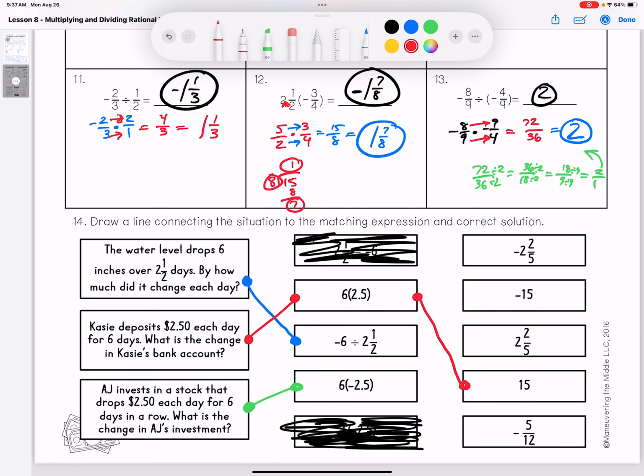I like middle math. I love middle math. We need to get better at it. All right. 6 times -2.5. We know 6 times 2.5 is 15. What is 6 times -2.5? It is -15.